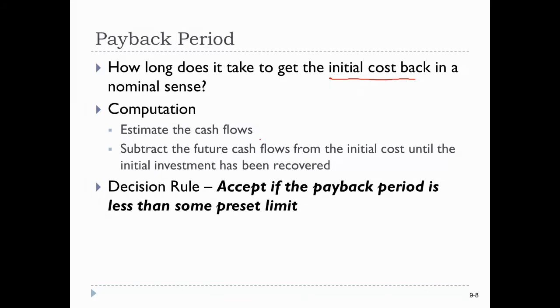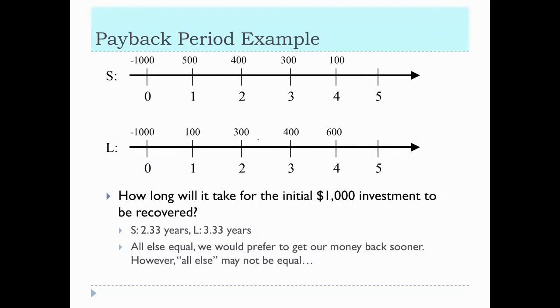Here's an example with two projects, Project S and Project L, and you can see the cash flows are kind of similar between the two. $1,000 initial cost for both. Cash flows are 500, 400, 300, and 100 for Project S, and 100, 300, 400, and 600 for Project L. The S and L are intended here to refer to short and long. Basically, Project S will recover its investment in a shorter amount of time than will Project L. Let's see how we go about calculating that.